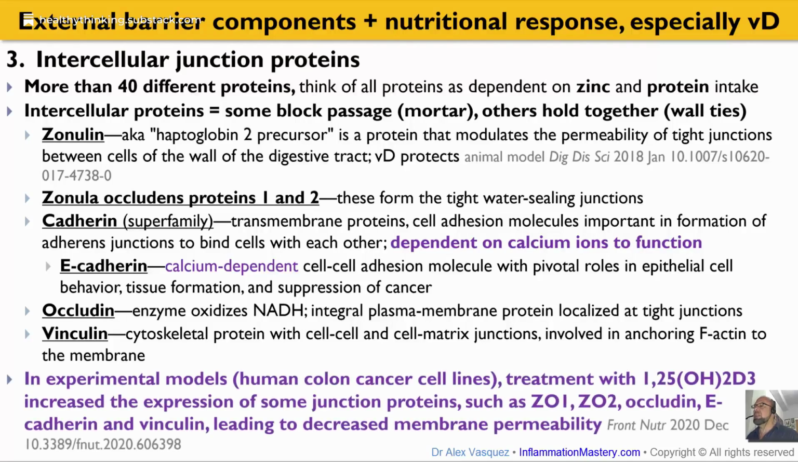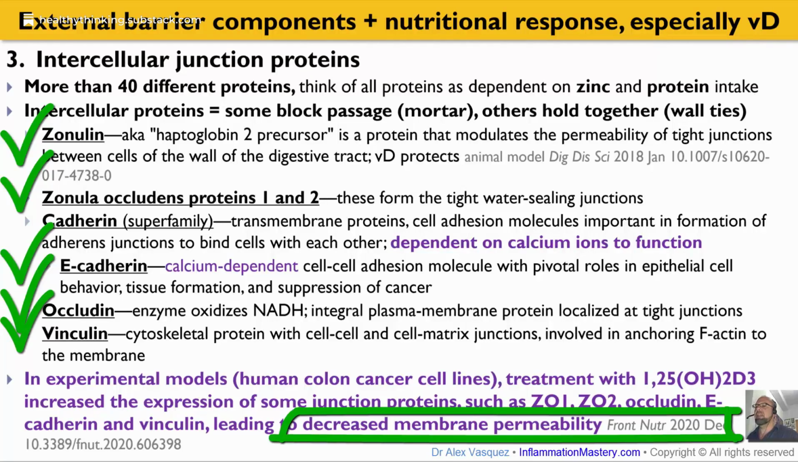In experimental models using human colon cancer cell lines, treatment with vitamin D increased the expression of some junction proteins, including zona occludens 1, zona occludens 2, occludin, E-cadherin, and vinculin, leading to decreased membrane permeability.